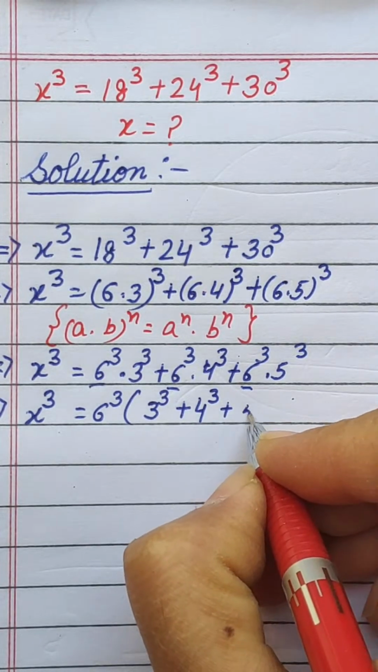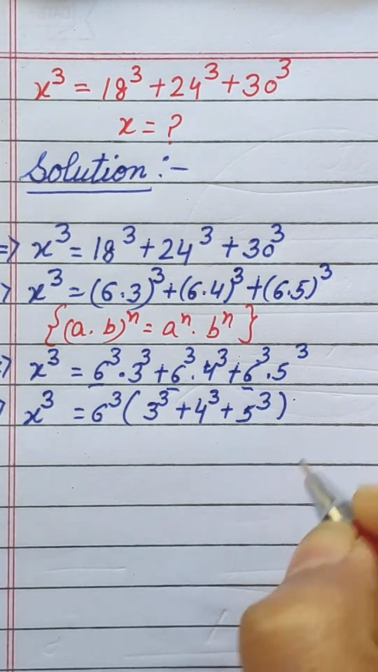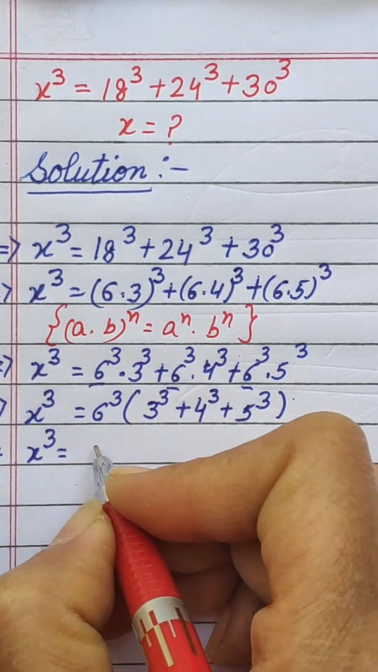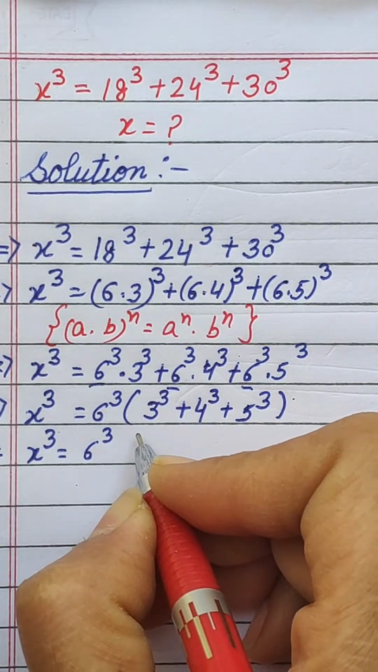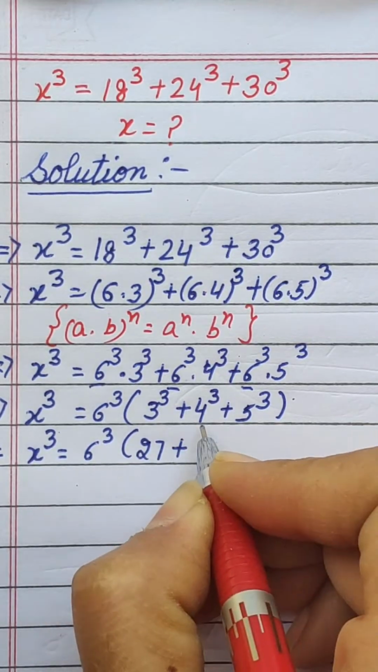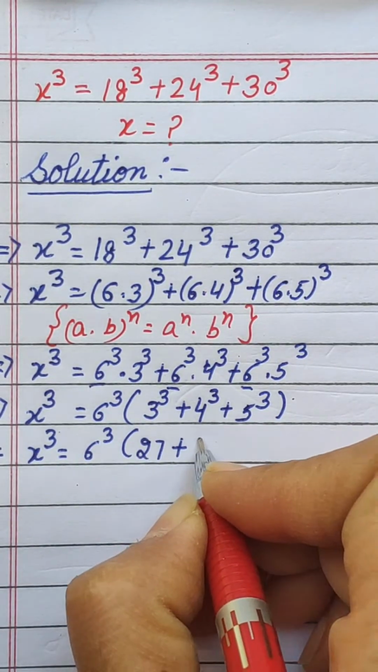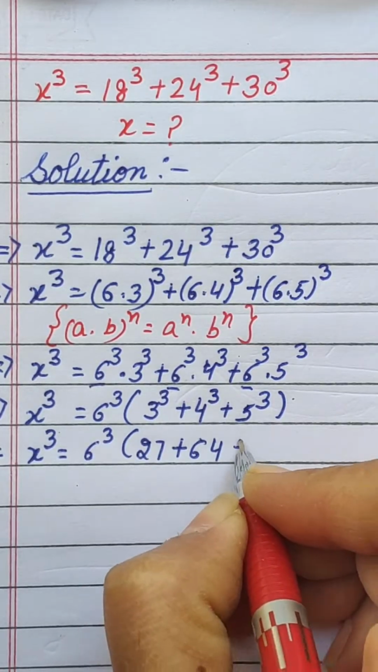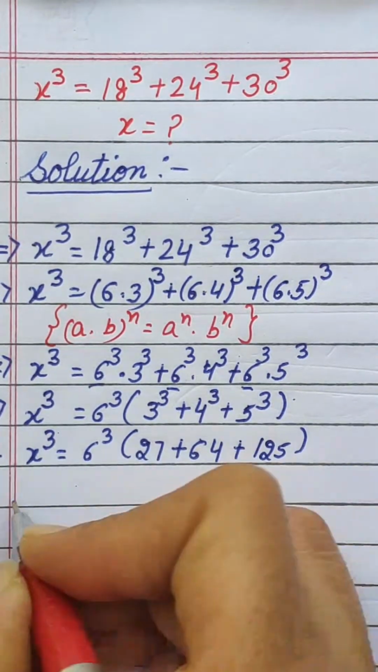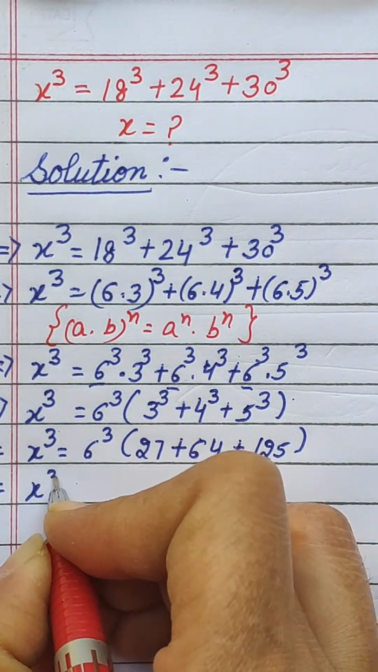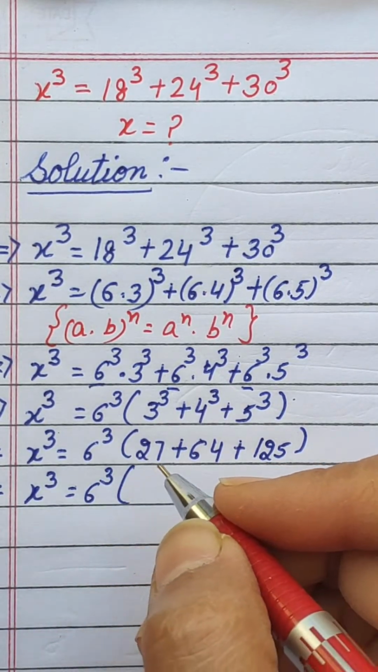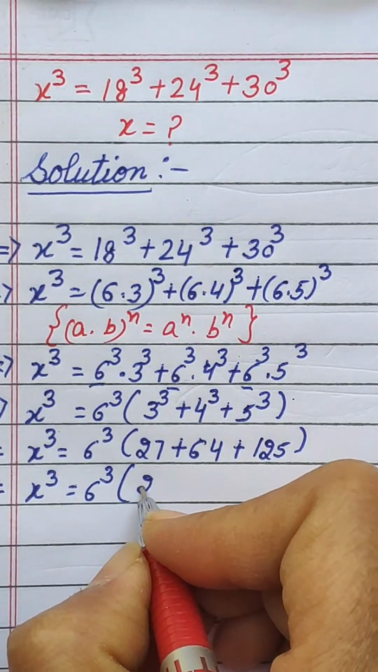4 to the power 3 plus 5 to the power 3. So here x cubed is equal to 6 to the power 3. 3 cubed is 27, 4 raised to the power 3 is equal to 64, and 5 raised to the power 3 is 125. So here x cubed is equal to 6 raised to the power 3, if you add 27 plus 64 plus 125 is equal to 216.